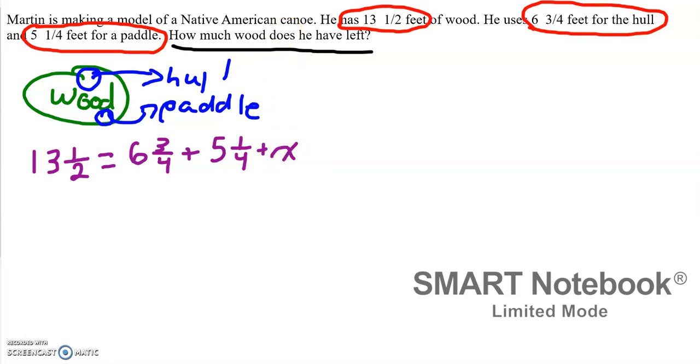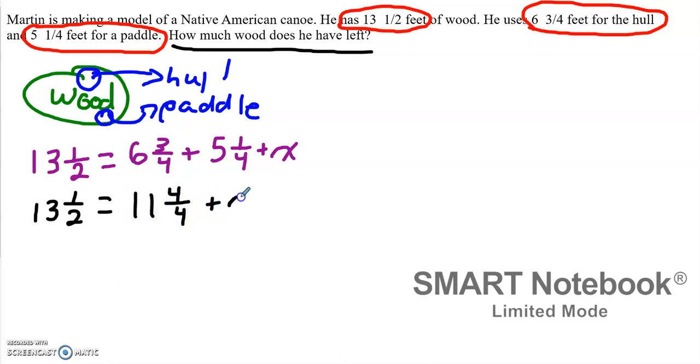So let's go back to this and say, all right, this stays the same. And I could add these two fractions because they both have the same denominator. So I have 13.5. We didn't change that. Equals, well, we add the fractions first. 1/4 plus 3/4 gives me 4/4. And 5 plus 6 gives me 11.